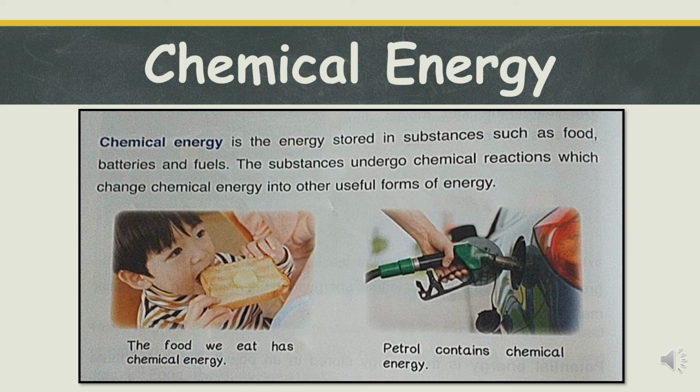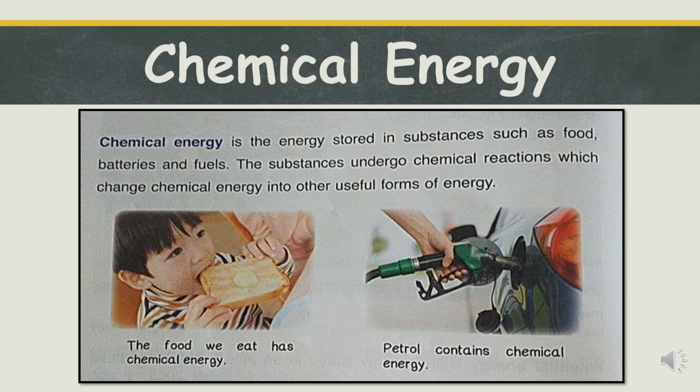And the third form of potential energy is chemical energy. Chemical energy you can find in food, batteries, and fuel. For example, the stuff you put in your car is fuel, it has potential energy. Also, batteries and food have potential energy.